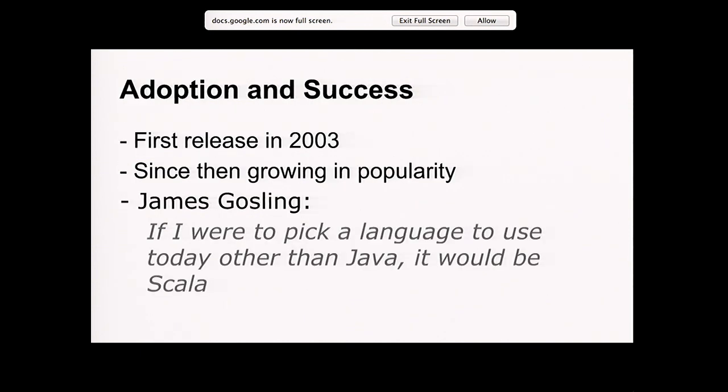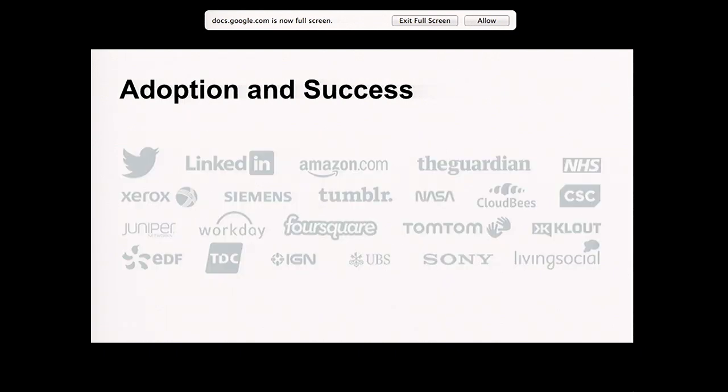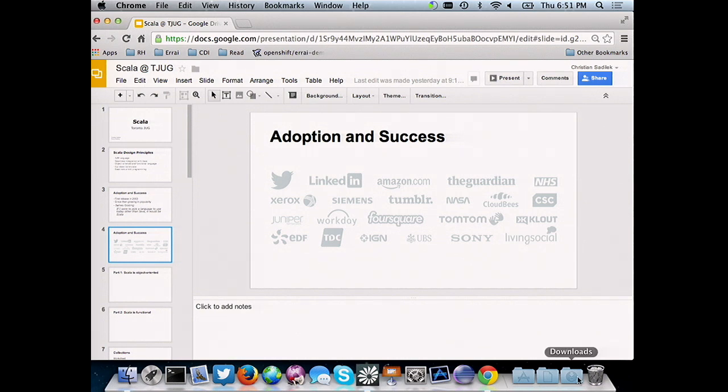The first release of Scala was in 2003. It's since been growing in popularity. And this is a very famous quote that always comes up: James Gosling said that if he were to pick a new language right now, it would be Scala. And we also see that a lot of big and very famous companies are using Scala, and they've been using it for a while now. And that's about all the slides for me, at least right now.